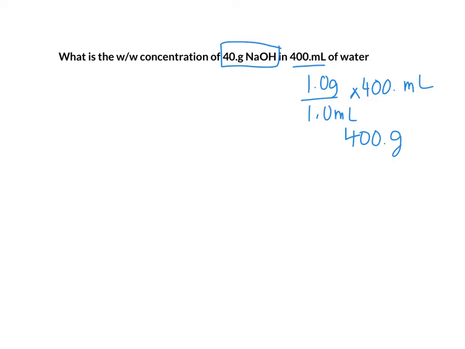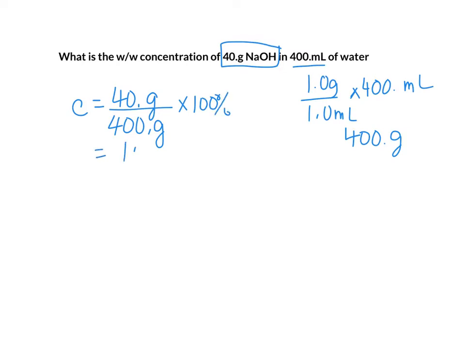Okay, weight per weight concentration is 40 grams of solute, 400 grams of water times 100%. So this is 10% concentration weight by weight.